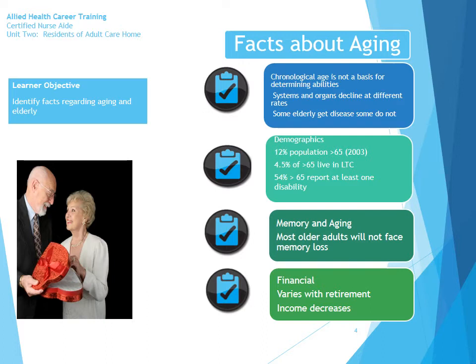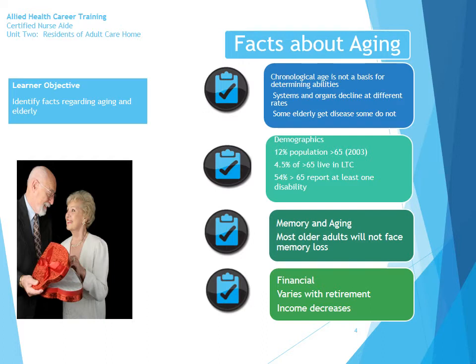And down there in the darker gray spot on this slide with memory and aging, most older adults will not face memory loss. So a lot of older adults will not have any memory problems right up until the time that they are declining and getting ready to die.